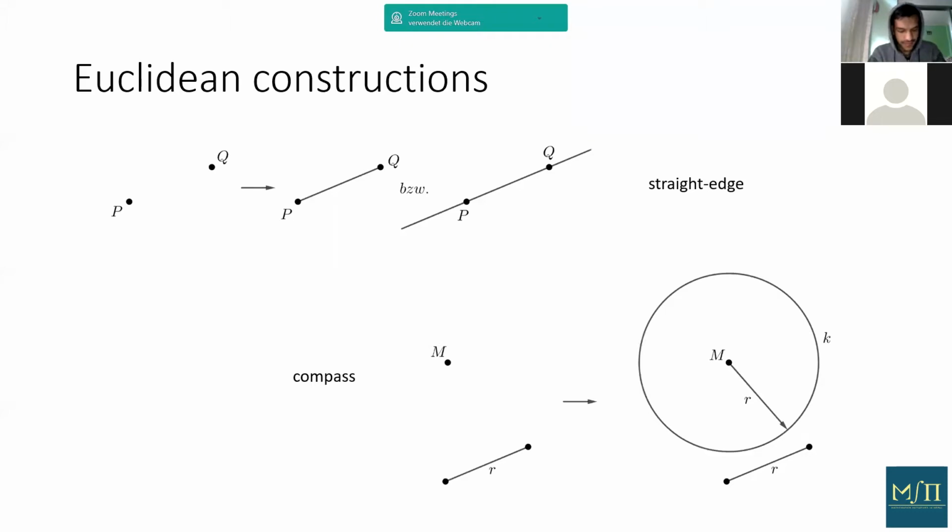Everything else must be reducible to these ideas, and of course then finding new points through intersections of either lines or line segments or circles or arcs of circles. There's nothing else possible.